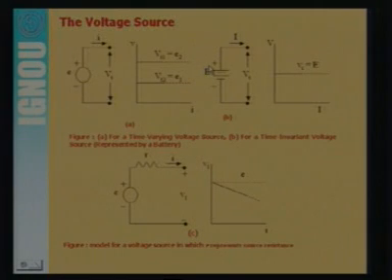That means suppose the source is of 10 volt, it will deliver the constant voltage of 10 volt whatever the current through this. The current is changing from 0 to some ampere, but the voltage always remains constant. Suppose this is 5 ampere, the voltage is still constant.